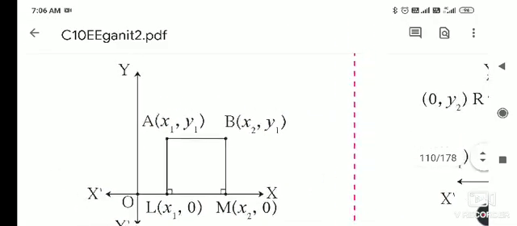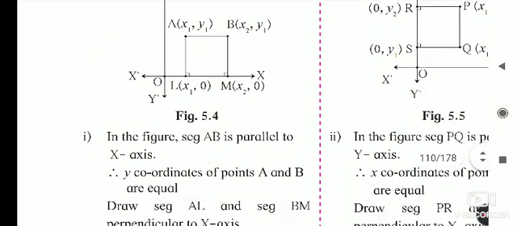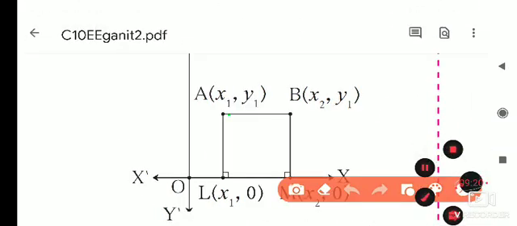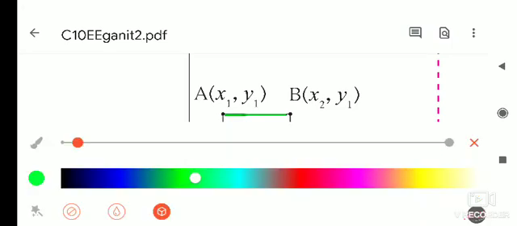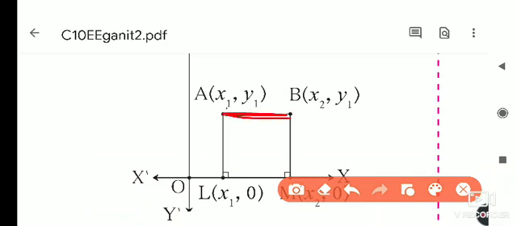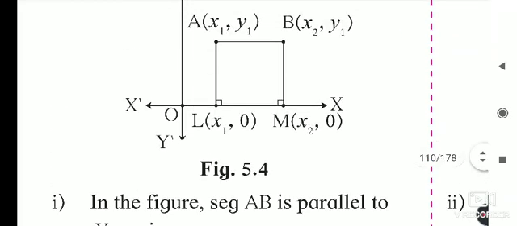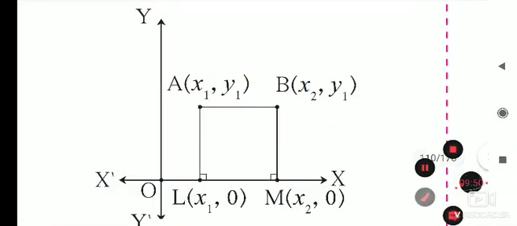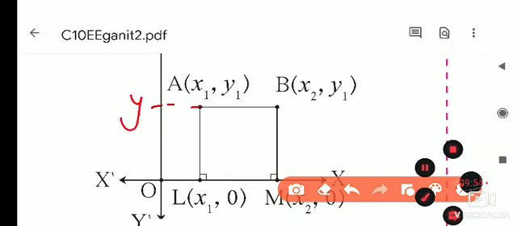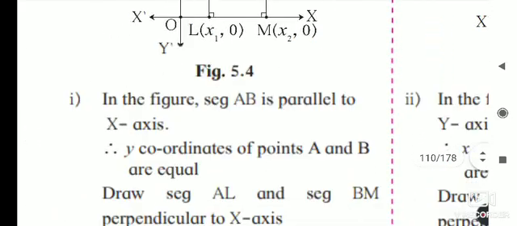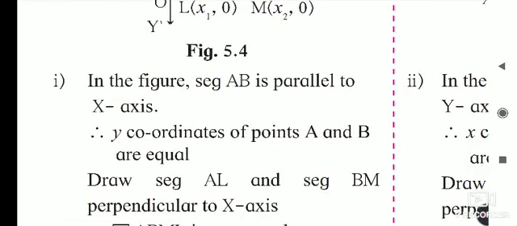So here it is the segment AB. In the figure, seg AB is parallel to the x-axis. Now what do we have to do? As you know they are parallel to the x-axis, so their y coordinate must be the same. Suppose we take it here, it is y1, only one coordinate. The y coordinate for A and the y coordinate for B is the same. So the y coordinates of point A and point B are equal.